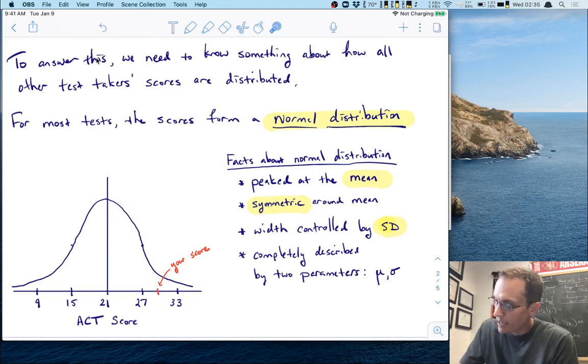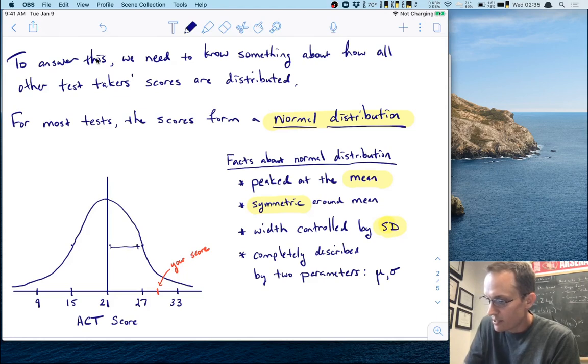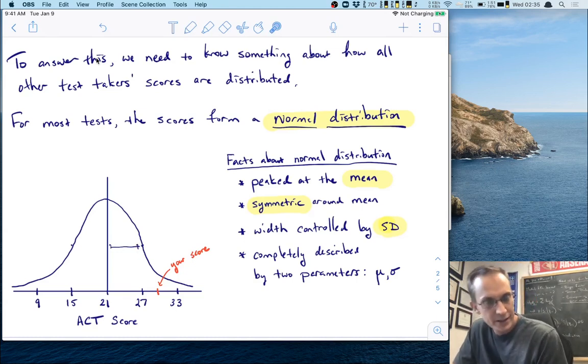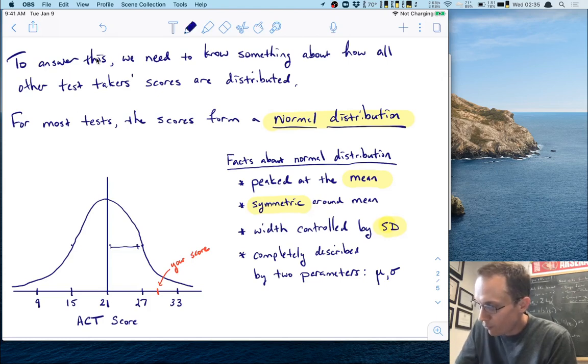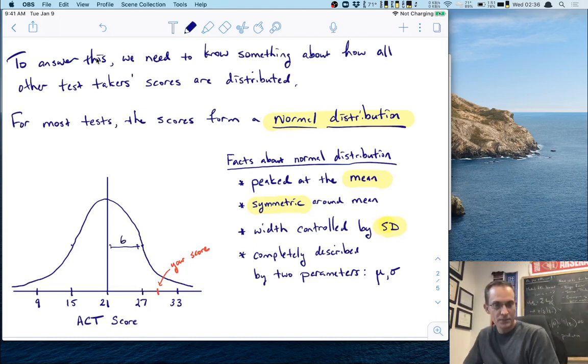Okay. Another thing is that the width of this distribution, or the width of this curve, is controlled by the standard deviation. In fact, I can tell you that it is controlled this way. This distance right here, from the center axis of symmetry to this little point, which I'll make a note right there, that's called an inflection point. I'll mention what that is in just a second. The important thing, though, is that that distance is equal to the standard deviation. That distance is equal to, as for ACT scores, that is 6 points.